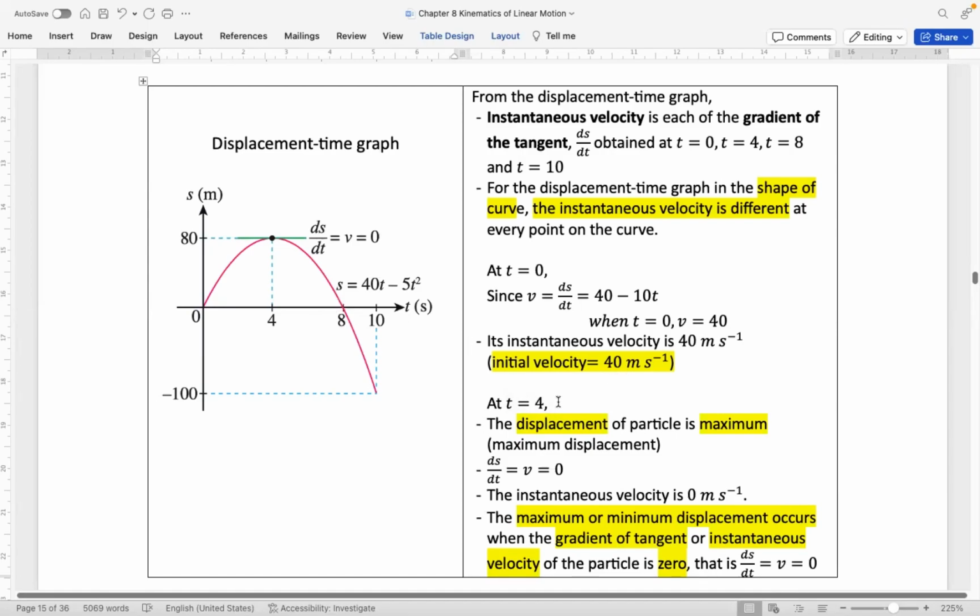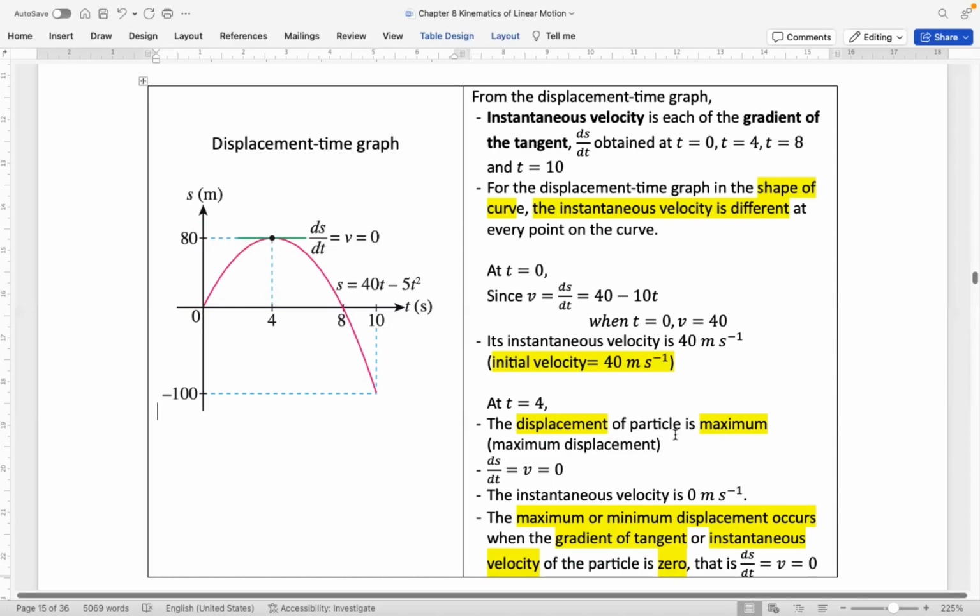Okay, next one. When t equals 4, we have maximum displacement. For this equation, 40t minus 5t squared, this is a quadratic equation with a equals negative 5, which is less than 0. That means you will have a maximum point. And in this case, the maximum point occurs when t equals 4.